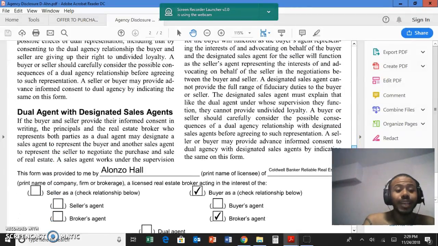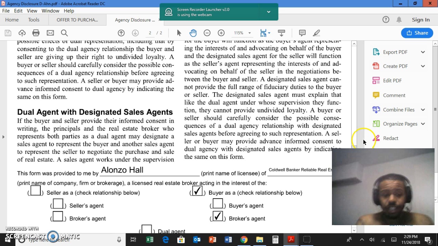So then a dual agent with designated sales agents, which is what we should always be checking. So if the buyer and seller provide their informed consent in writing, the principals and the real estate broker who represents both parties as dual agent may designate a sales agent to represent the buyer and another sales agent to represent the seller to negotiate the purchase and sale of real estate.